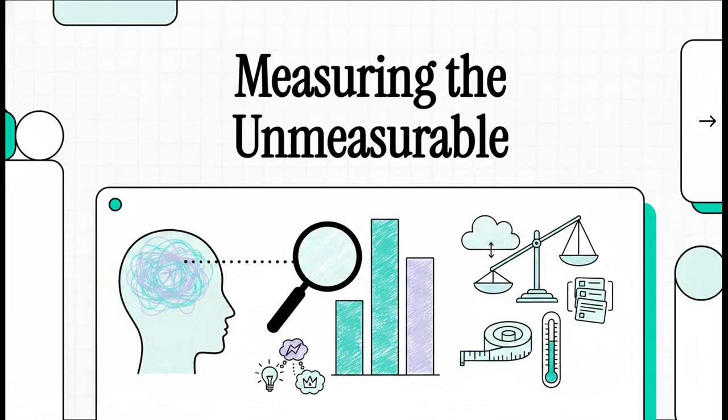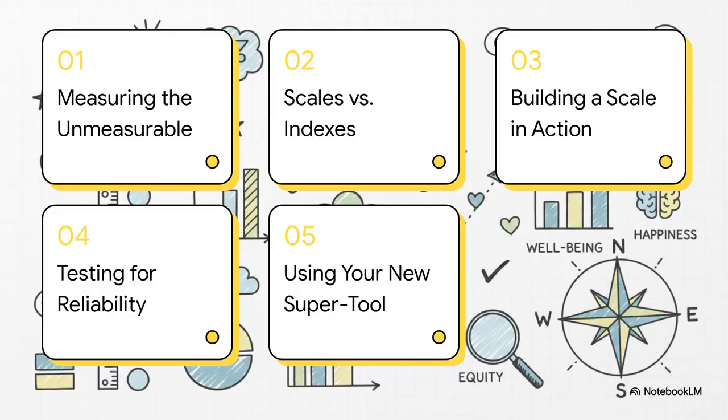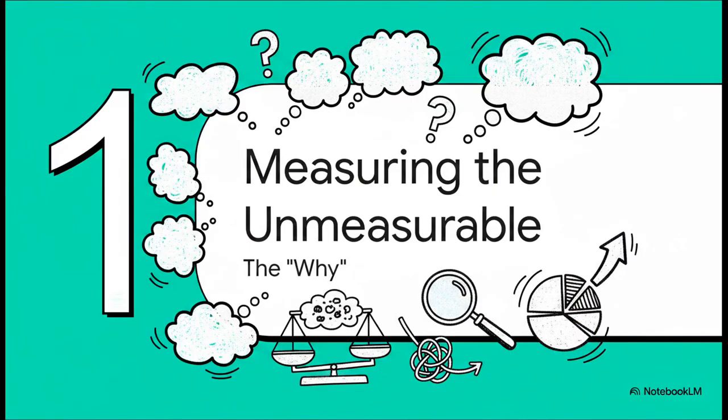Think of this as your pregame warm-up, giving you the big picture and the why behind it all before you get into the nitty-gritty details. So here's our game plan. First, we're going to kick things off with the why, like why do we even need these things? Then we'll get into the what, breaking down the all-important difference between a scale and an index. After that, it's time to get our hands dirty with the how, where we'll actually build a scale from scratch. And finally, we'll wrap up with the so what. What does it all mean? And how can you use this new super tool in your own research? All right, let's get right into it.